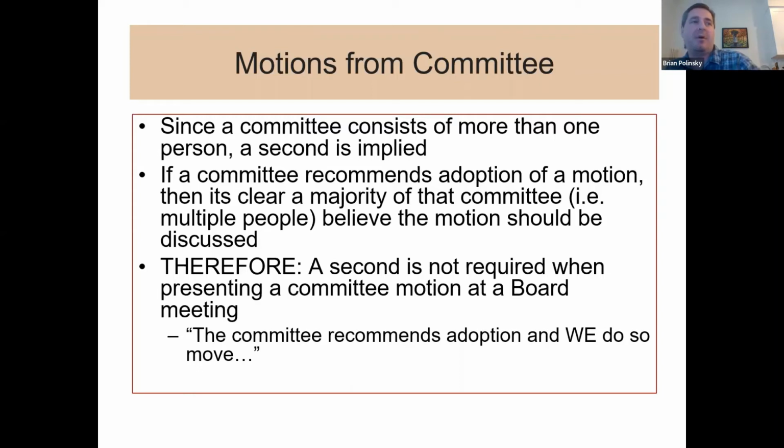So here's just an example. The committee recommends adoption, and we do so move. So in that circumstance, you don't need someone else to shout out a second.